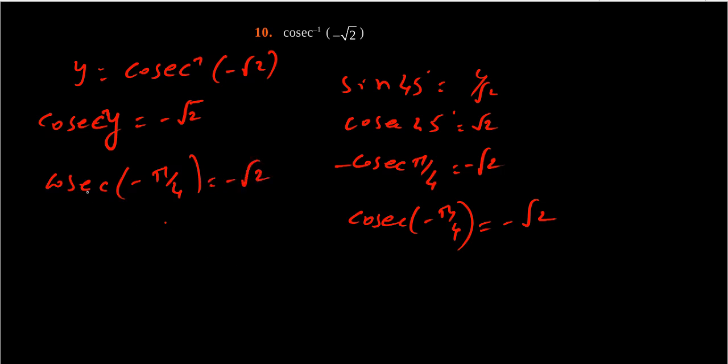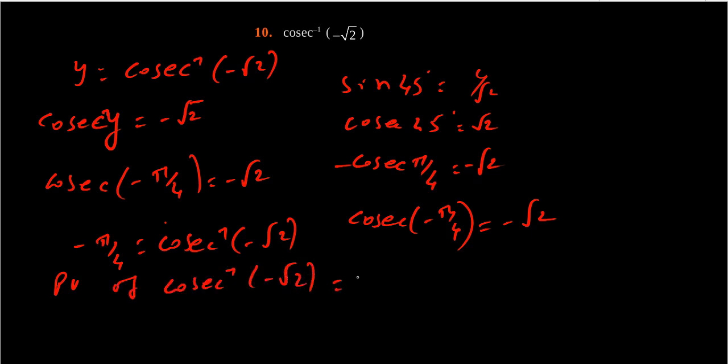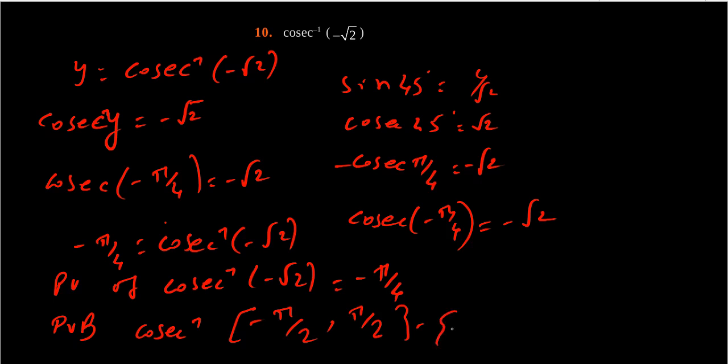If you bring cosecant to the right hand side, minus pi by 4 equal to cosecant inverse of minus root 2. So this principal value only we have to get. So the principal value is this one. So principal value of cosecant inverse of minus root 2 is minus pi by 4. Even though the whole principal value branch of this cosecant inverse function will be from minus pi by 2 to plus pi by 2. In between, we have to leave a point at 0.